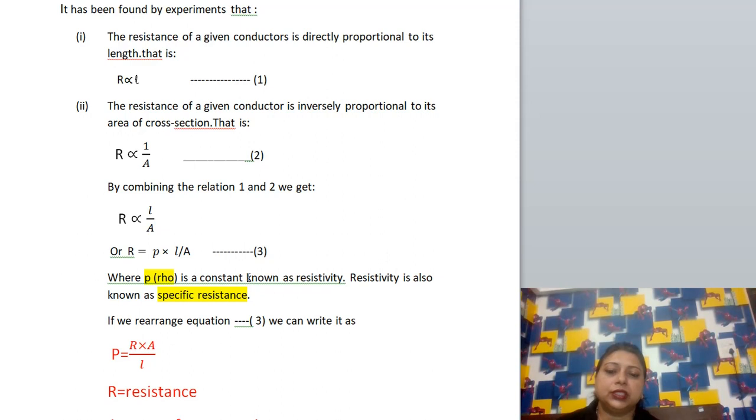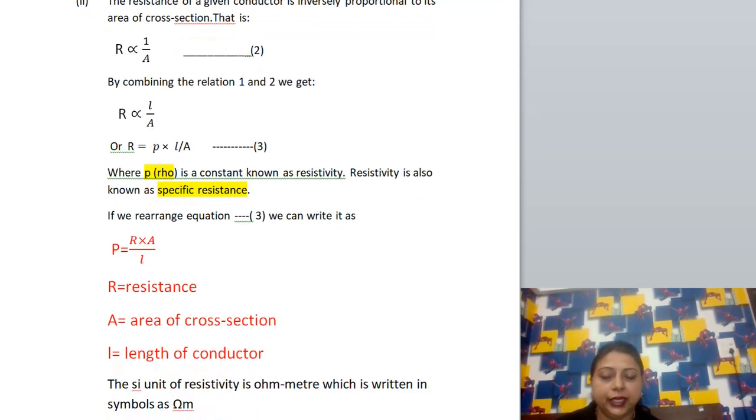Resistivity is also known as specific resistance. And when we rearrange equation 3, we can write rho equal to R into A upon L. Already I told you R is the resistance, A is the area of cross section, and L is the length. So this is a very important formula. You should learn it because lots of numericals are solved based on this formula. Today I will also solve one numerical.